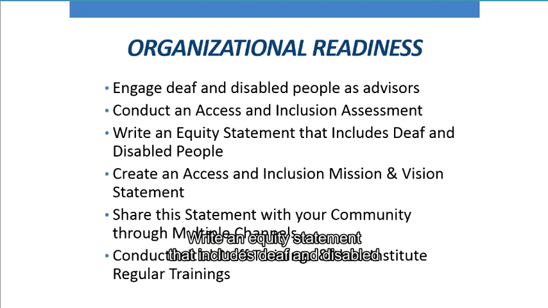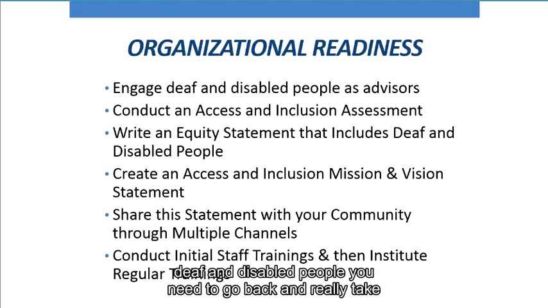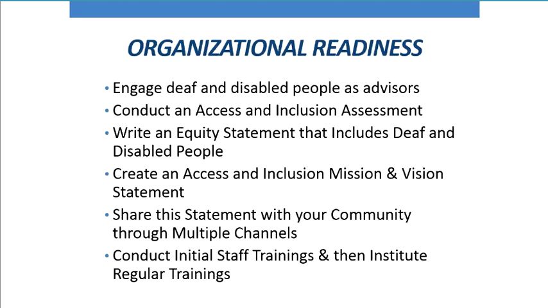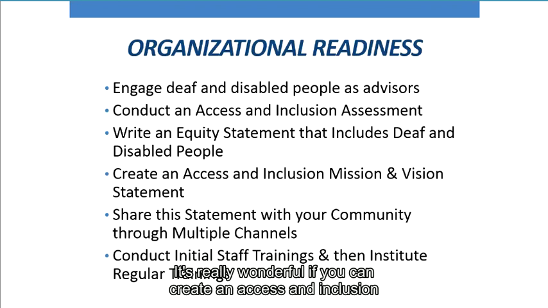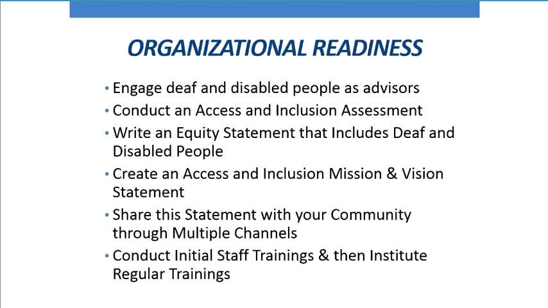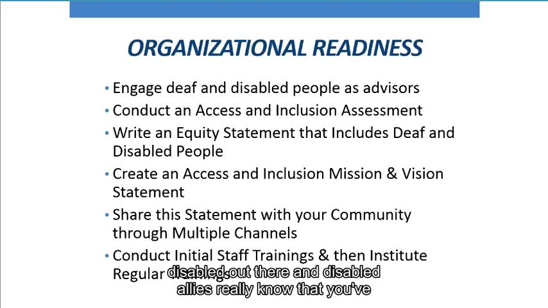Write an equity statement that includes deaf and disabled people. If you already have an equity statement and it doesn't include deaf and disabled people, you need to go back and really take a look at that, because unless you're including all of us, you're not truly doing deep DEI work. It's really wonderful if you can create an access and inclusion mission and vision. And you want to be able to share this statement with your community so that those of us who are disabled out there and our disabled allies really know that you've made a commitment to making your organization a great place for us to go.